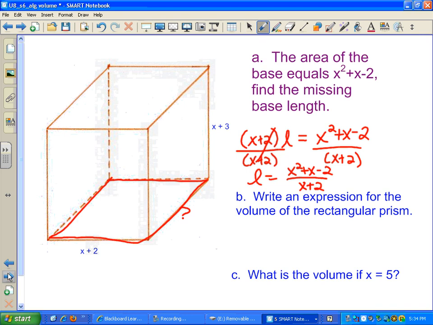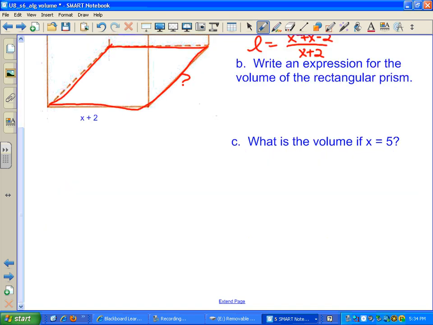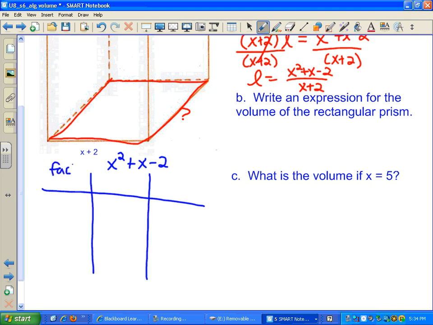Well, just like we've been doing, I need to simplify that. And so to simplify that, I'm going to go ahead and factor the numerator. And so the numerator is x squared plus x minus 2, which means when I set up my table, I want factors of the first number, which is a 1. I want factors of the last number, which is a negative 2. And then I'm going to go ahead and take the outer plus the inner. Well, the only way for me to get 1 is 1 times 1. For me to get factors of negative 2, I'm going to go ahead and try 1 and negative 2.